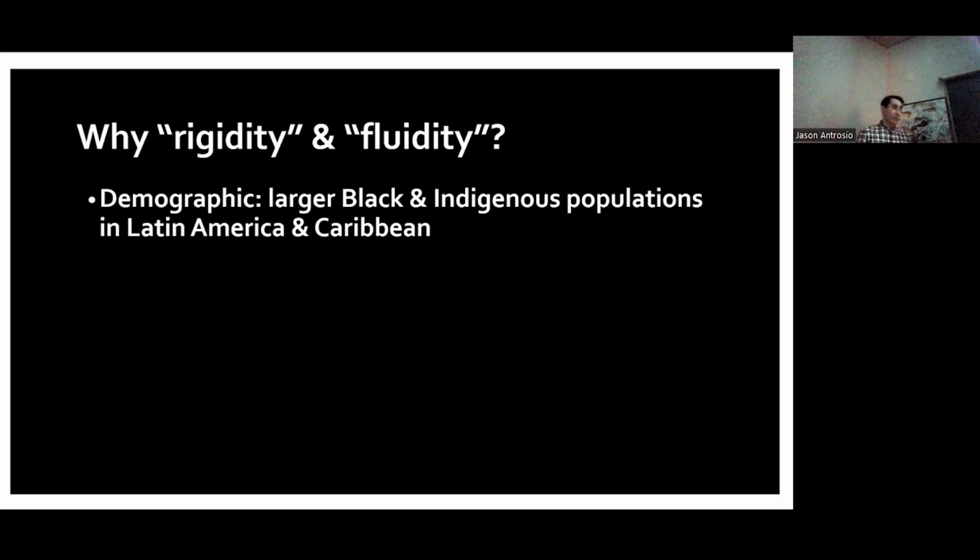Also, the indigenous populations were greater in the Aztec area, in the Maya area, in the Inca area. There were huge, huge numbers of indigenous populations which kept going. Whereas in the United States, there were some large concentrations, but in general, the numbers were smaller of both indigenous and Black populations.